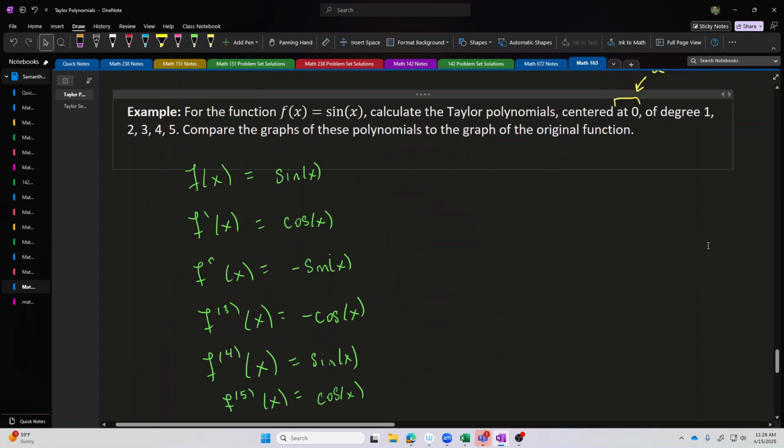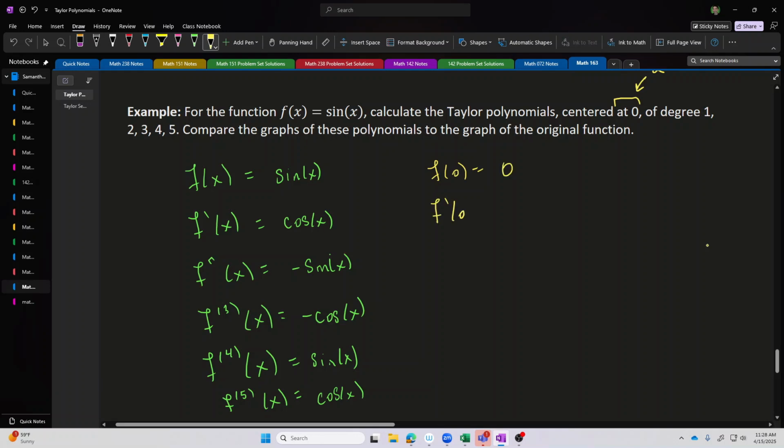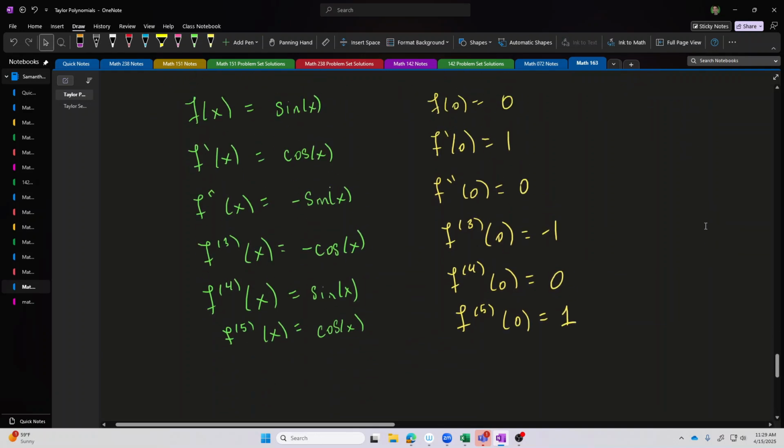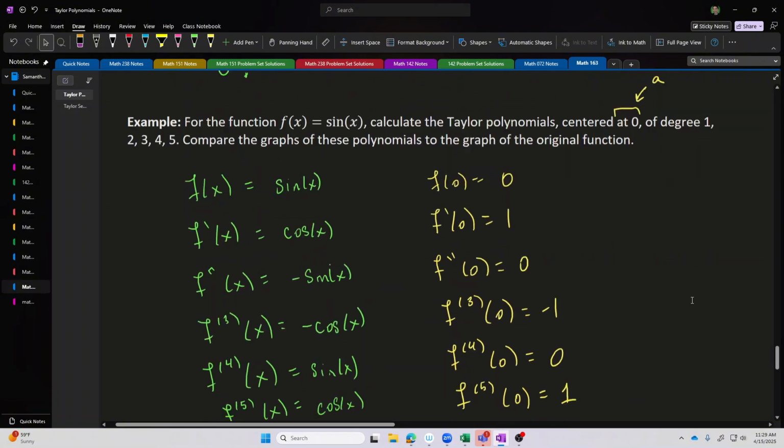So if f of x is sine, then f of 0 is 0. Cosine will output 1. Negative sine will output 0. Negative cosine will output -1. Sine will output 0. And cosine will output 1 again. So now let's use these values to build all the different Taylor polynomial approximations to the function sine of x.